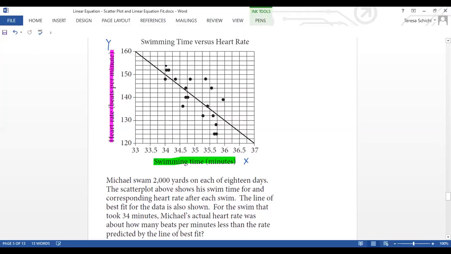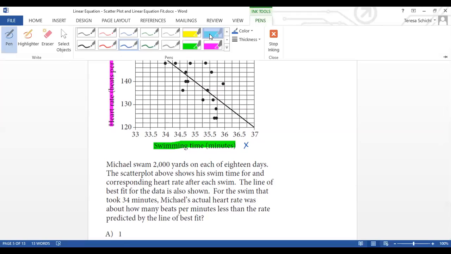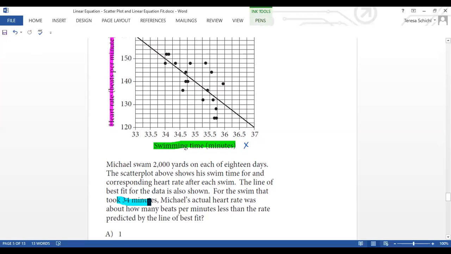Now let's say the line of best fit is drawn. For the swimming, let's take 34 minutes. Now let's see what we want to find. For 34 minutes of swimming, Michael's actual heart rate was about how many beats per minute less than the rate of the predictor? This is a similar problem to what we did before, so let's take a look.